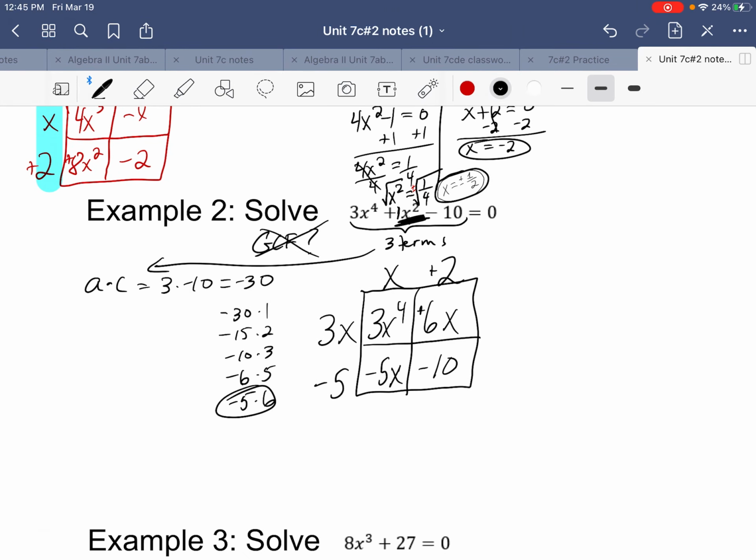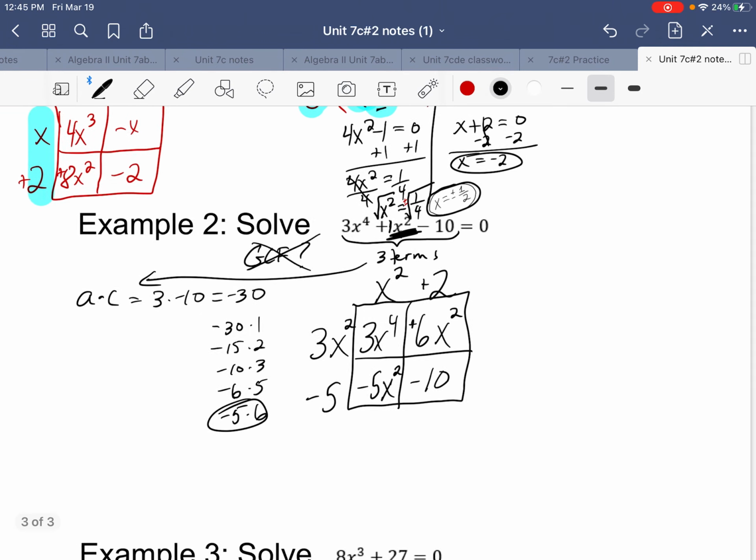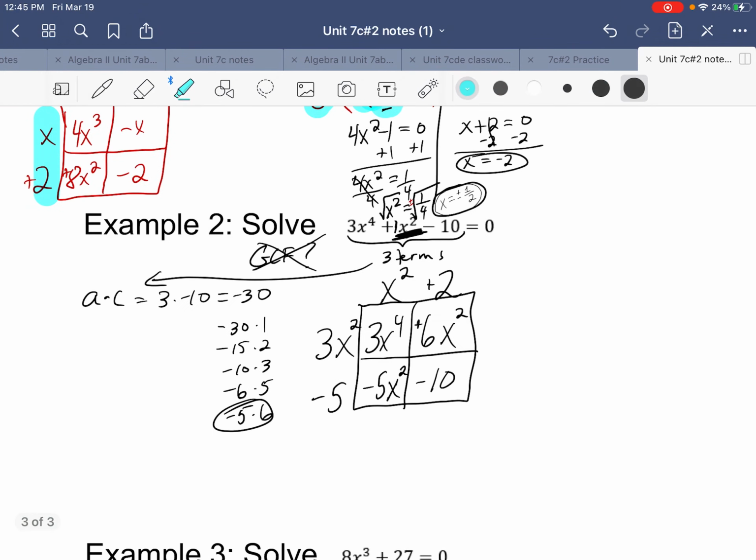Oh, I totally goofed up. Those should be squared. Oh my goodness. So then this should be x squared and 3x squared. My bad. Hopefully you caught that. So now we have x squared plus 2 and 3x squared minus 5. So we're going to break up the trinomial into the 2 binomials.